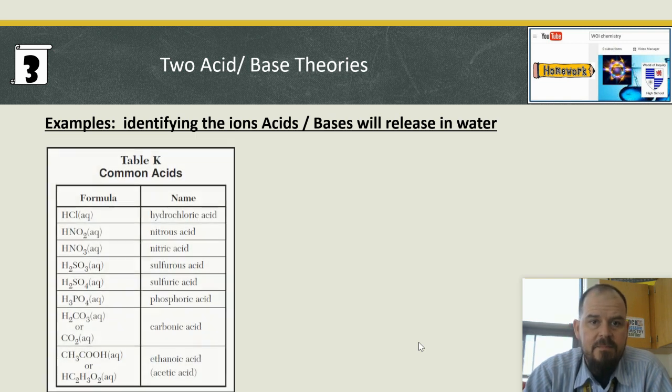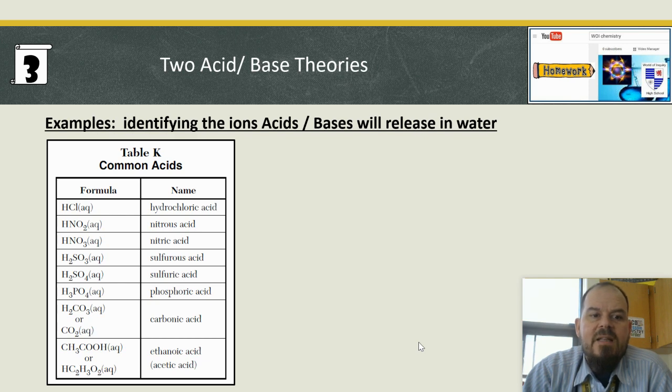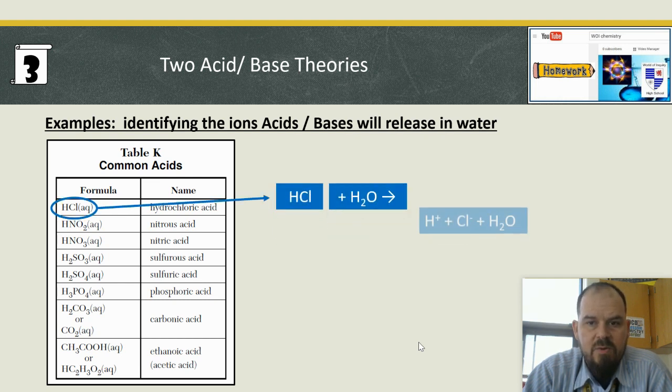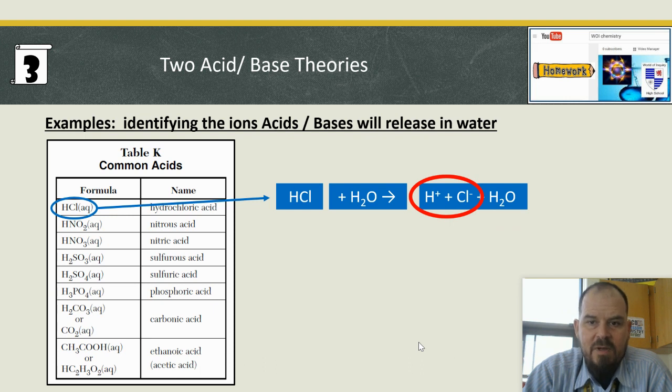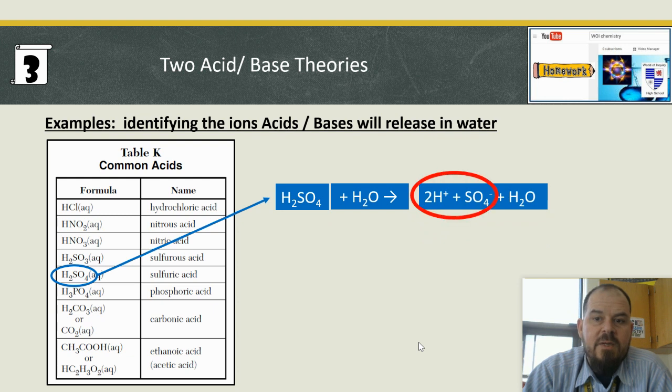Then identifying the ions they'll make. Well, we know that an acid is always going to make H plus. So HCl plus water is going to go to H plus and Cl minus plus water. It's going to split apart, H plus, Cl minus. It's called dissociate. And let's see if there's another one. H2SO4. It's going to make two H's plus an SO4 in water. So we call that a diprotic.